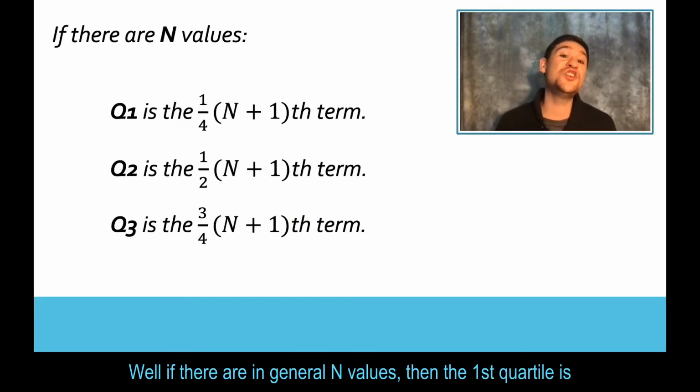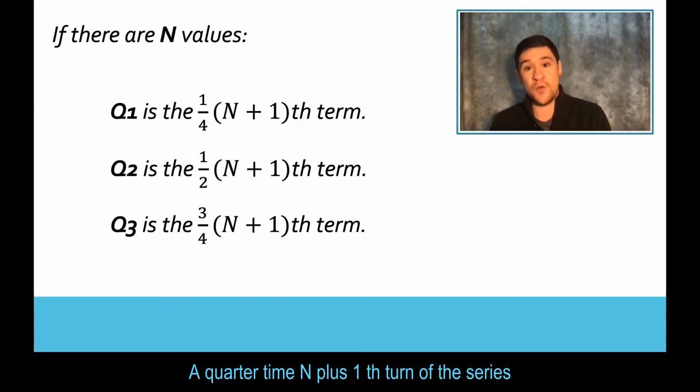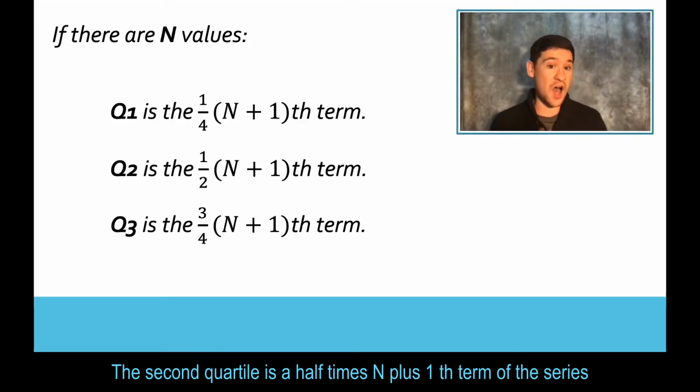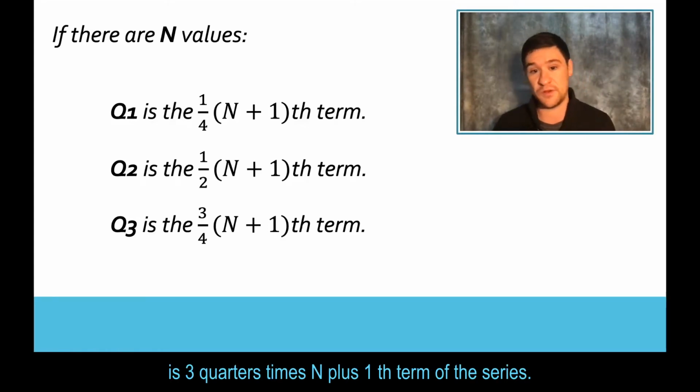Well, if there are, in general, n values, then the first quartile is a quarter times n plus 1, the quarter times (n plus 1)th term of the series, once you've put them in order. The second quartile is a half times (n plus 1)th term of the series, and the third quartile is 3/4 times the (n plus 1)th term of the series.